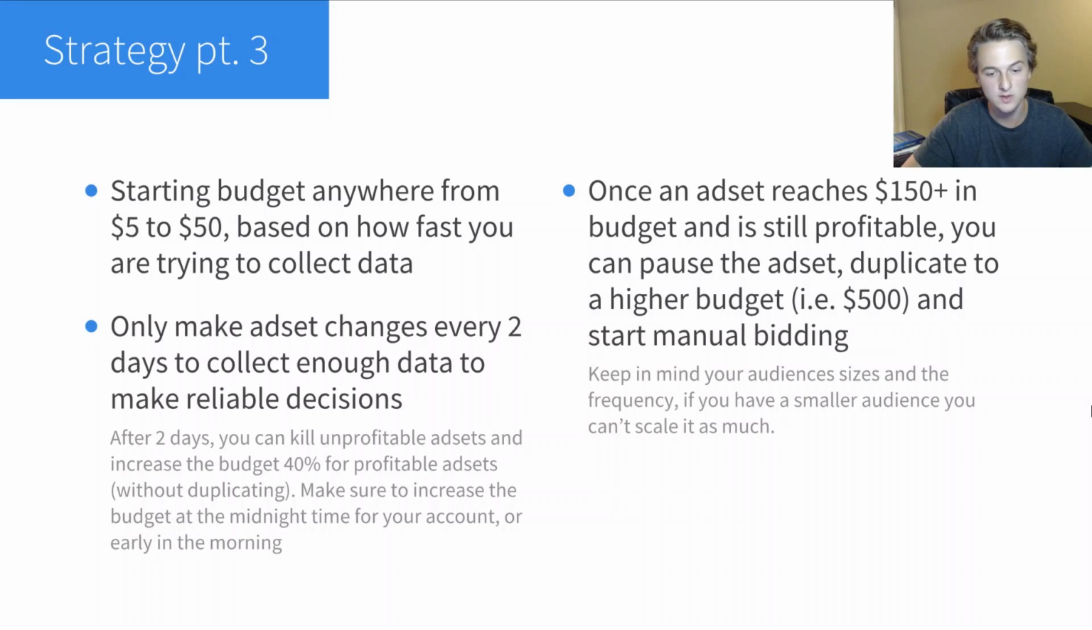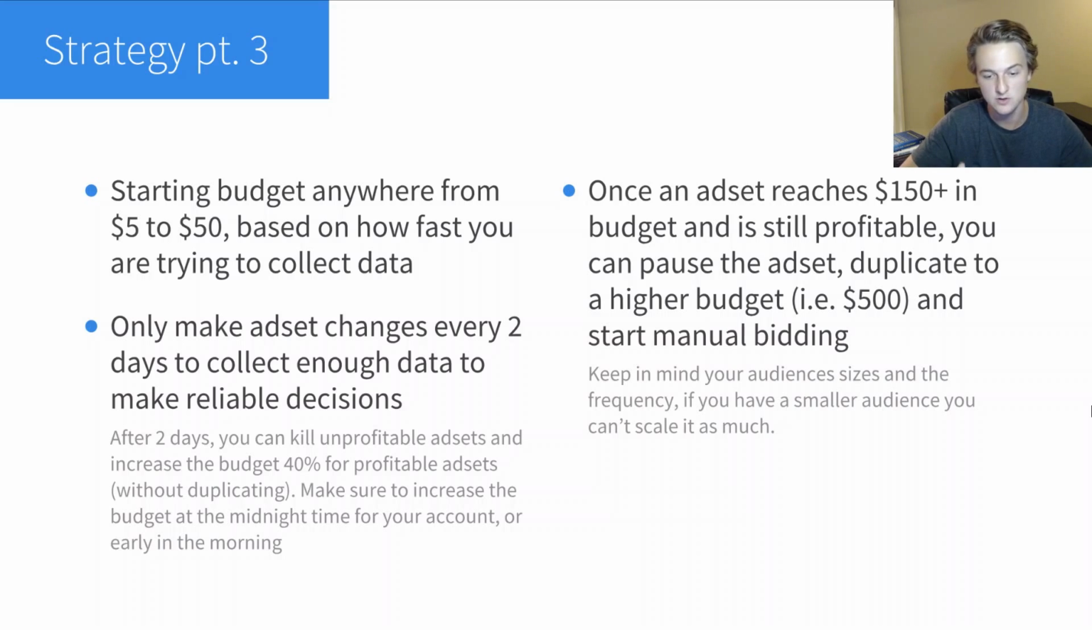And at the point where an ad set reaches $150 or more in budget and is still profitable, that's when I'm going to determine that that's a good audience and that I can scale to this audience. And so to scale to a specific audience, what I'm going to do is I'm going to switch to manual bidding. So I'll duplicate to a higher budget.